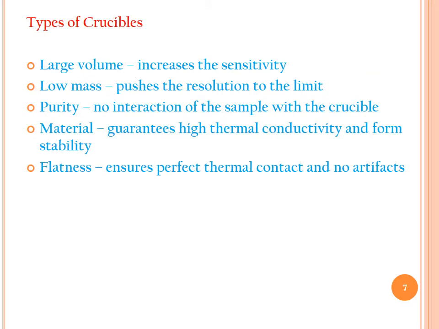So the types of crucibles continue. Various characteristics of crucibles used for DSC and DTA largely depend upon which type of material is going to be analyzed by these two techniques. Regarding the characteristics of the crucible, a large volume crucible can be used, which increases the sensitivity. Low mass is needed for material that has a small volume of sample. For that we have to use a low mass.